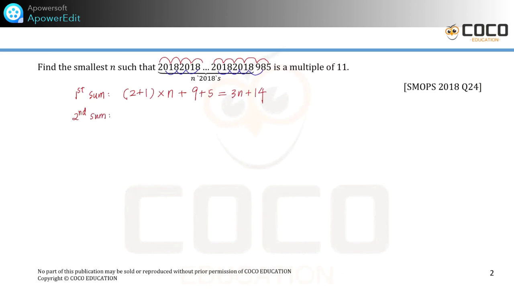Then we check the second group. That 0 and 8 is also from 2018, so 0 plus 8 times n. After the last group of 0 and 8, there's another digit 8, so we add it in, plus 8. The sum is 8n plus 8.